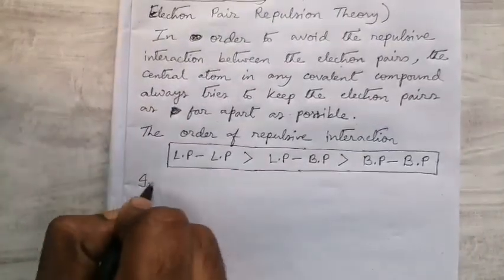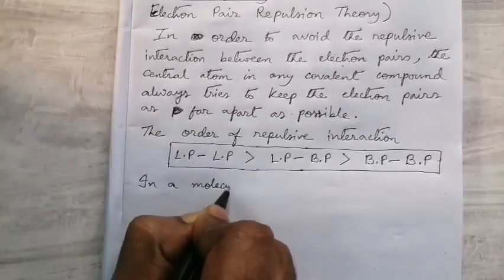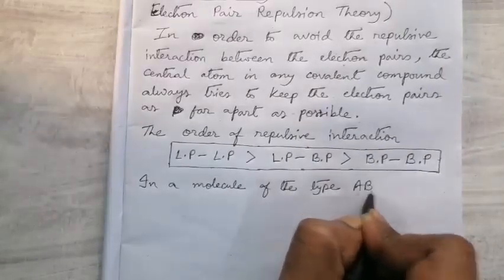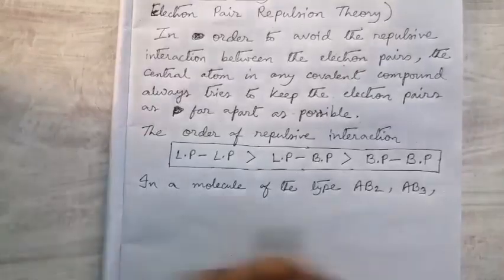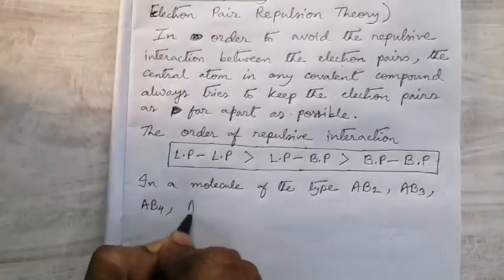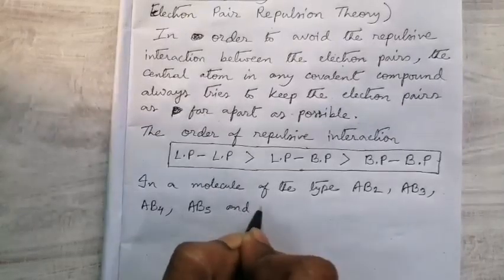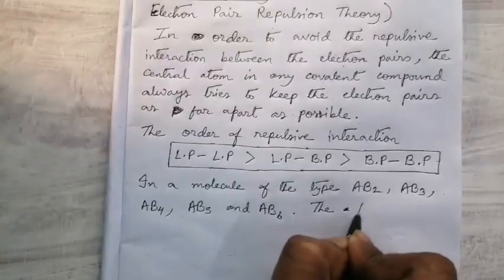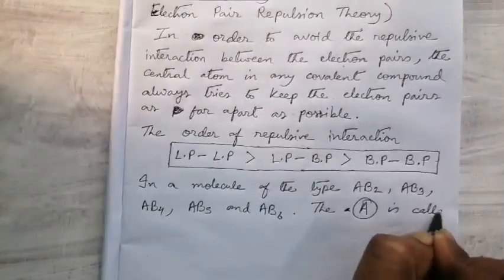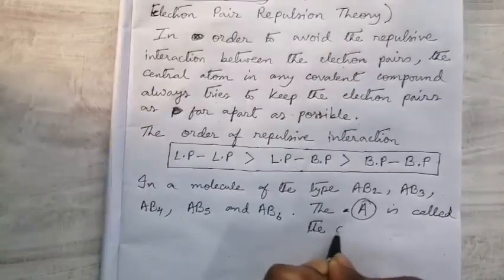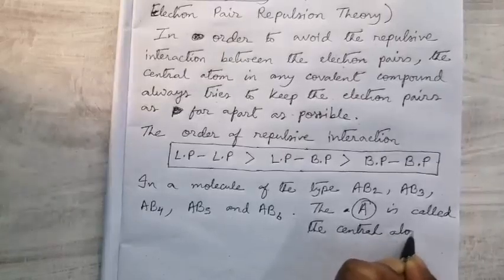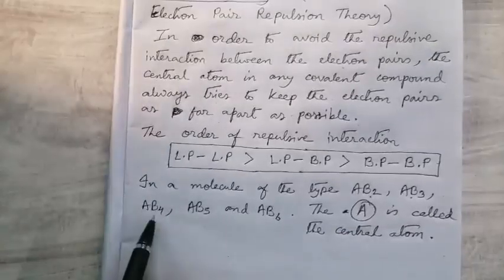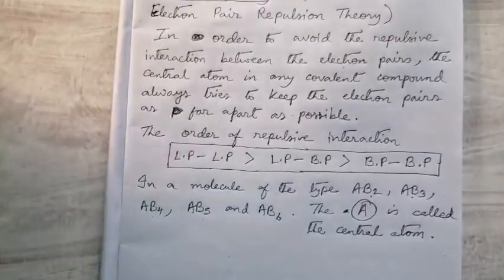Now in a molecule of the type AB2, AB3, AB4, AB5 and AB6, the A atom is called the central atom, since it is surrounded by 2 B atoms, 3 B atoms, 4 B atoms, 5 B atoms or 6 B atoms.